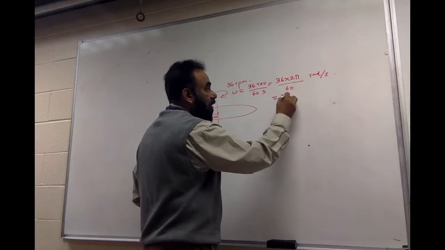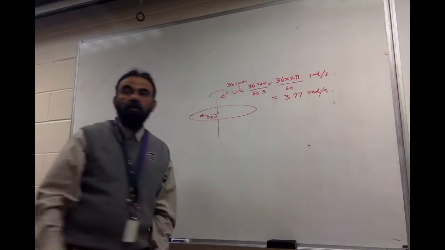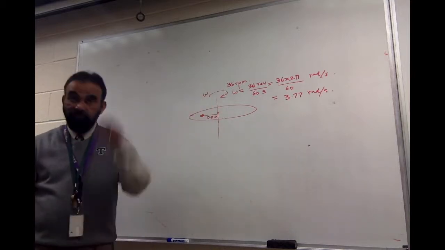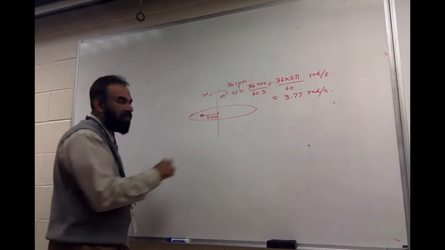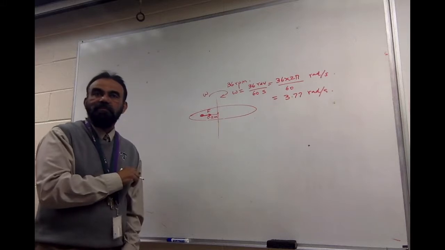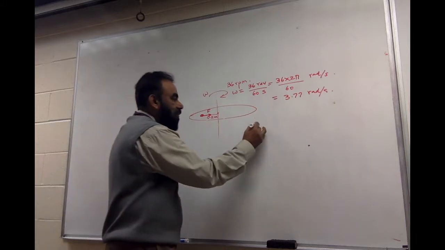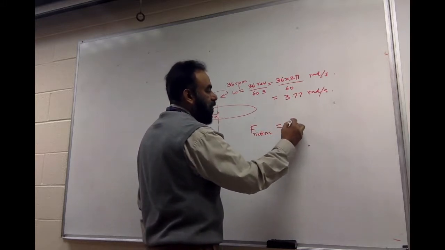3 point? Radians per second. So when the omega becomes that, it comes off. So now let's look at the forces acting on it. Force acting on it is friction, and that provides a centripetal force. So friction should be equal to centripetal force.